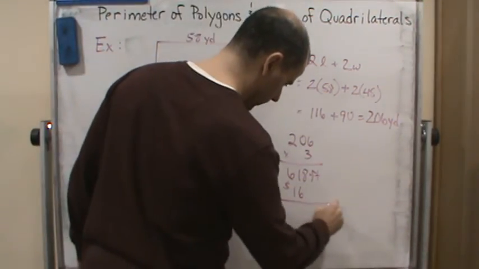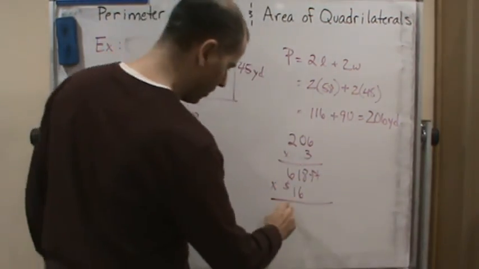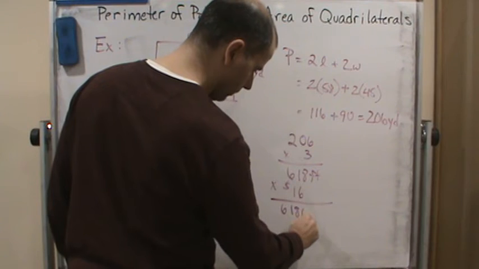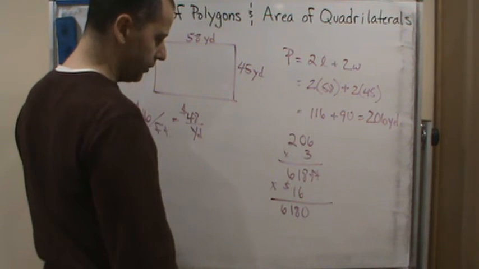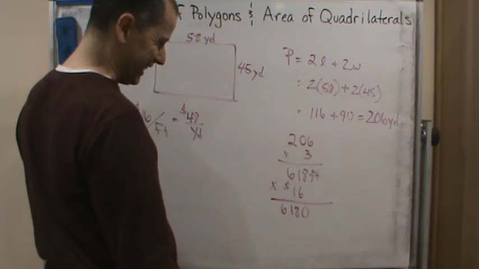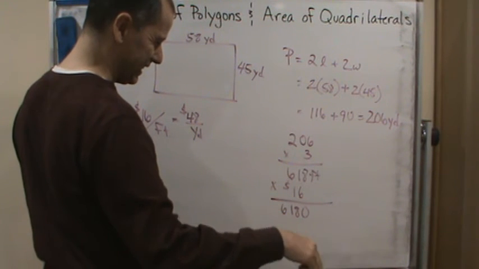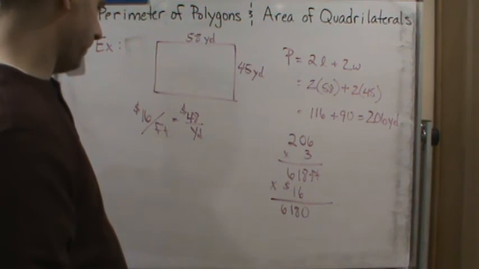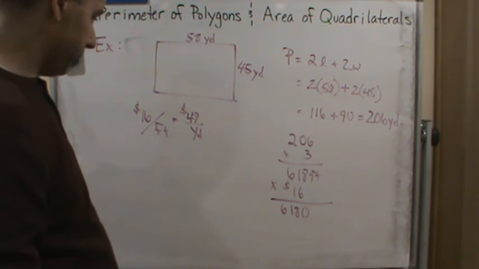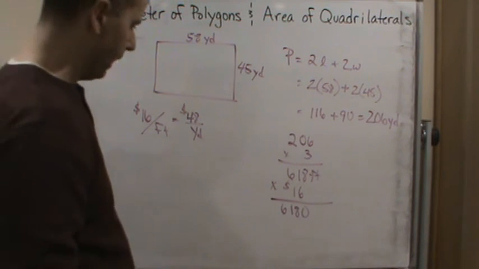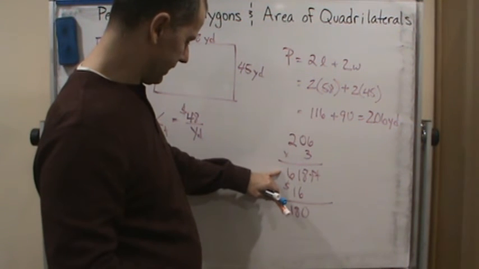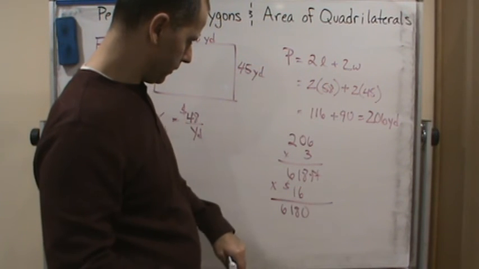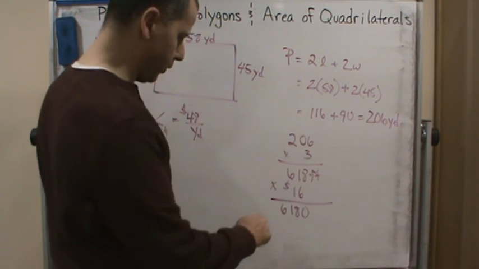Well, let's just do it here. Okay, so in this case here, you get what? 6,180 plus 36, 3708. Is that right? Yeah. 3660 plus 48. Yeah, 3708.